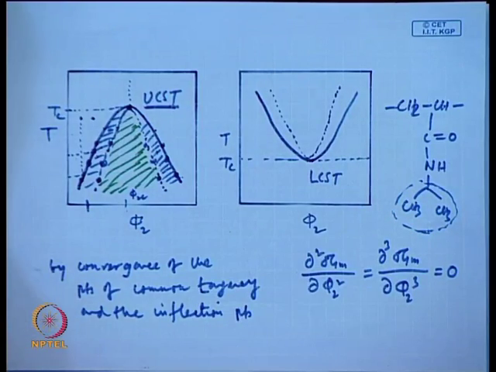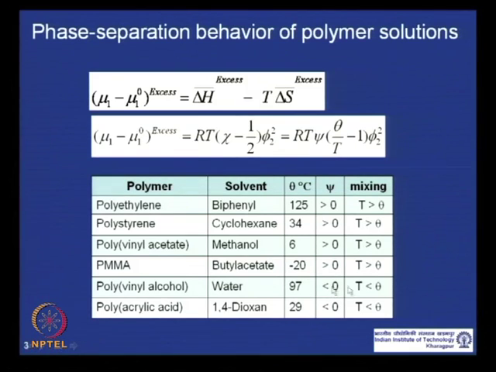Now, LCST can be observed for these two cases as well, where you have the psi parameter negative. Another example is polyethylene glycol, which can also have LCST, because you have a strong interaction between the polymer and the solvent.